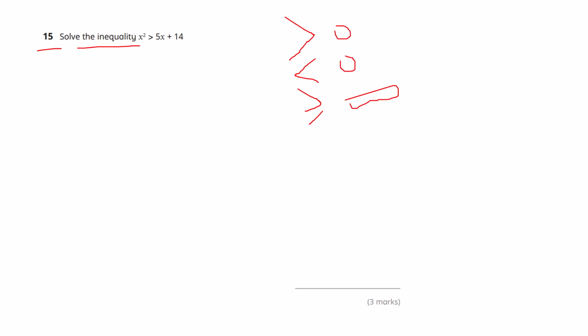When we have a quadratic, make it essentially equal to 0, or greater than 0 or less than 0. So I'm going to subtract 5x and subtract 14. So I'm going to have x squared minus 5x minus 14, strictly greater than 0. So I took away 5x and then I took away 14 on both sides, and I got this.